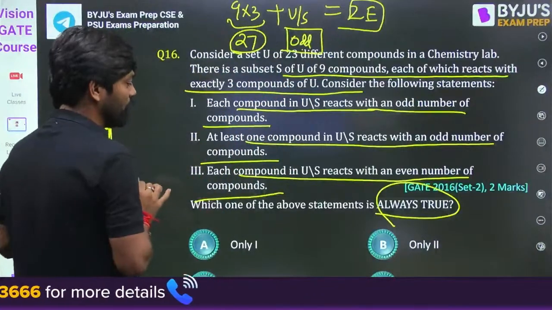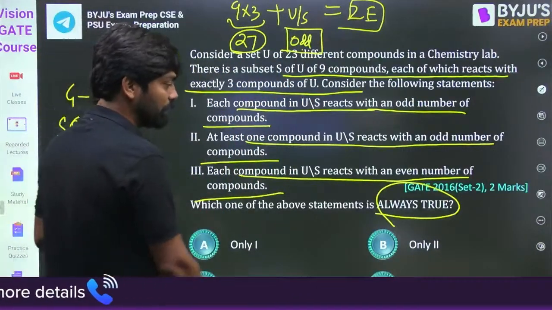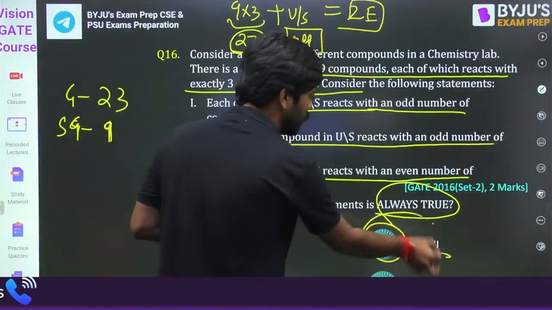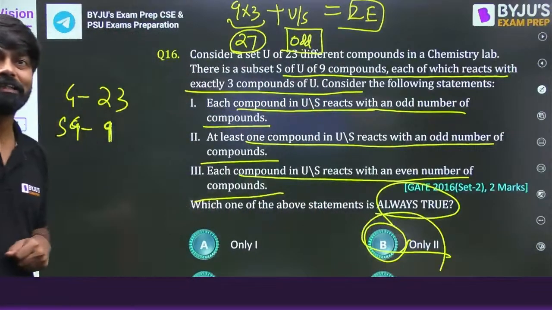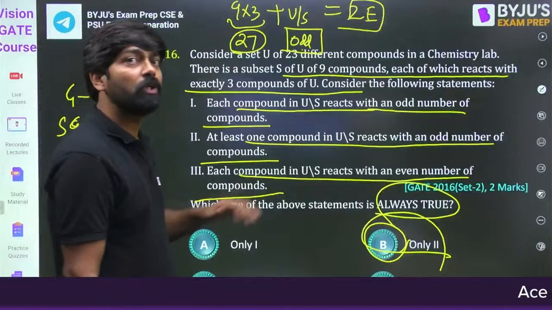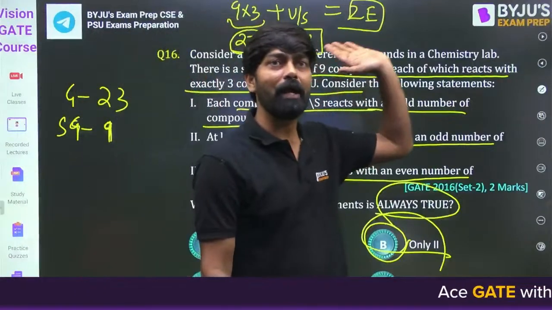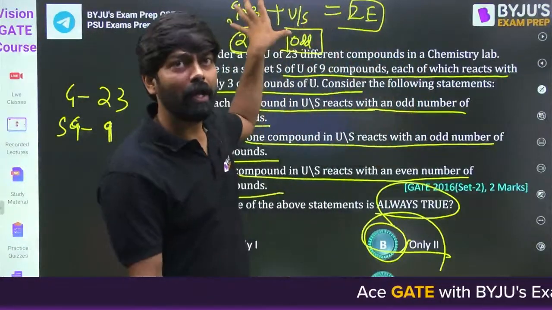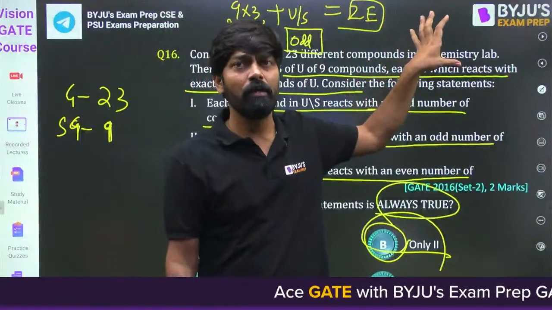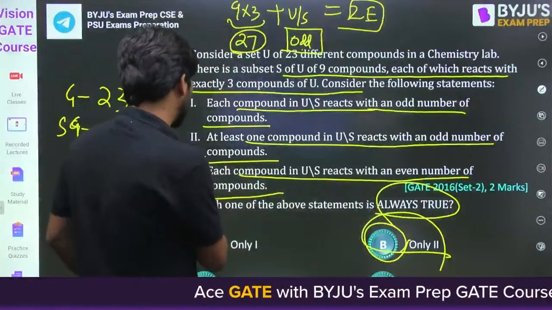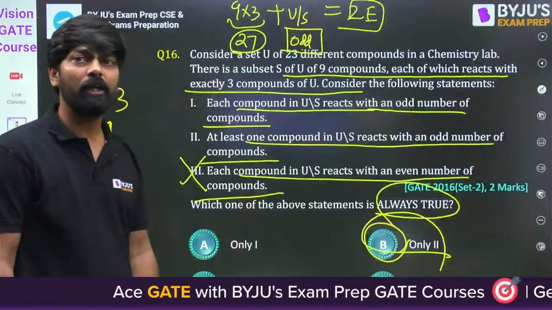So the answer will be the second one. B for Bombay is the correct answer for this one. So you can relate it with graph theory and just apply the Handshaking lemma. And you know odd plus odd will be even. See, it should not be even. So the third option will not be possible.